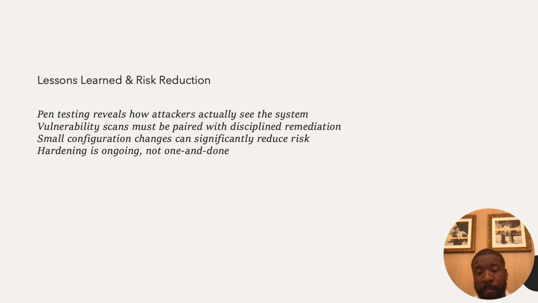But finally, hardening is not a single event. New vulnerabilities and misconfigurations appear over time. So organizations need ongoing scanning, monitoring, and updates of their systems. This lab was a good reminder that effective security is a cycle of testing, fixing, and testing again.